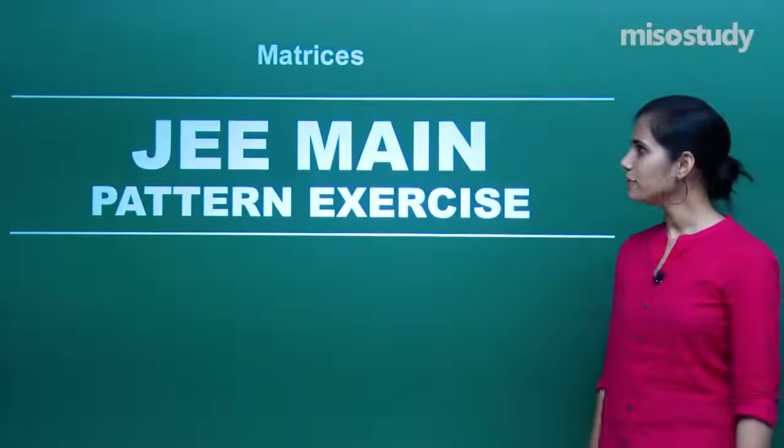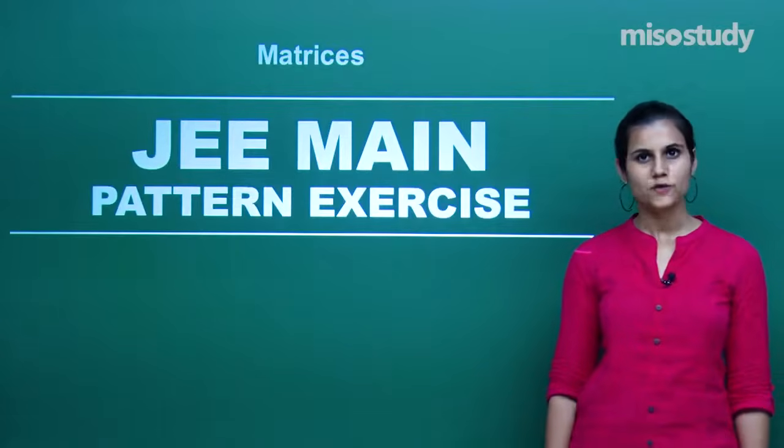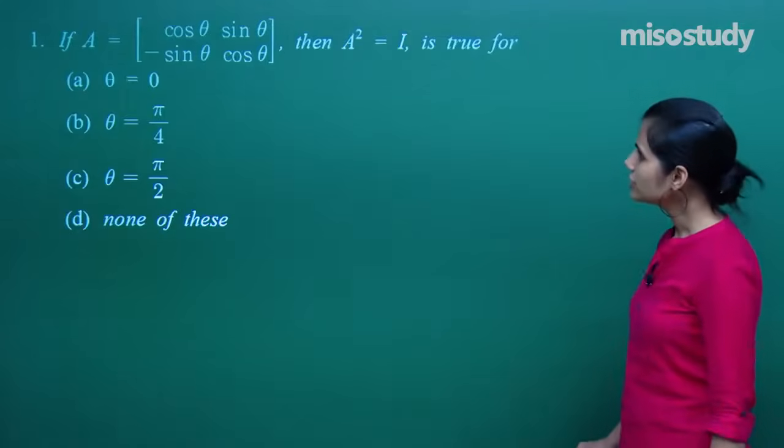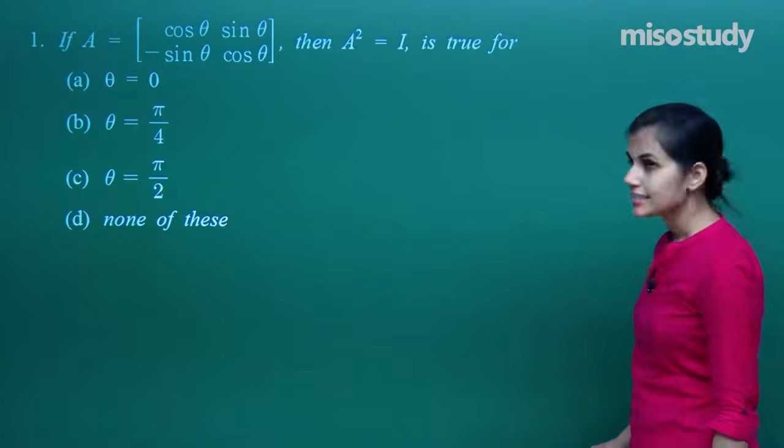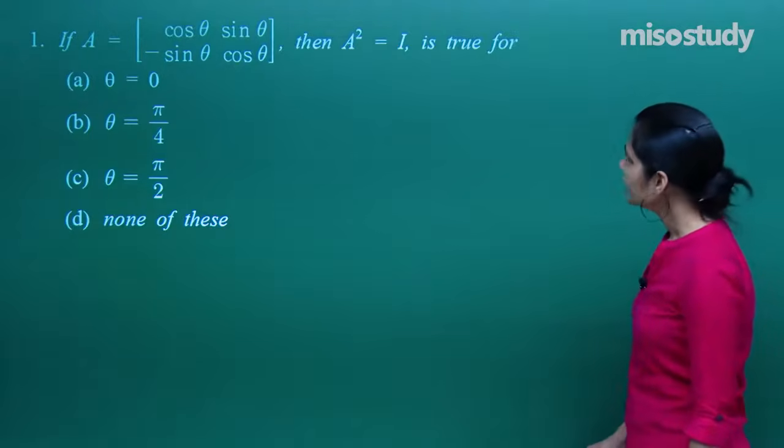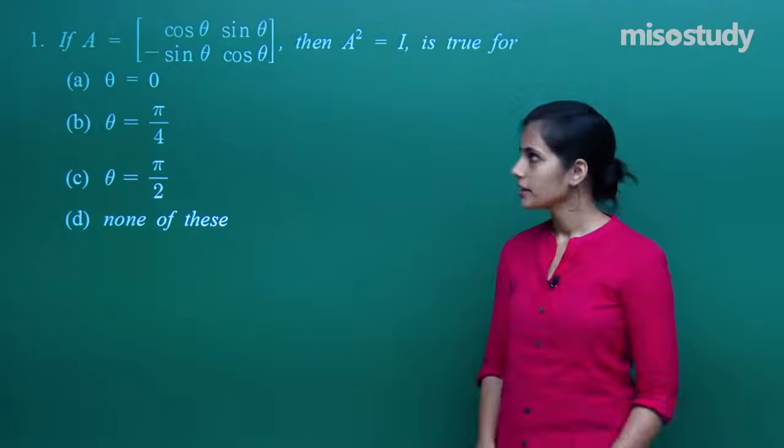Okay guys, so let's talk about the JEE main pattern exercises for matrices. First question says that you are given a matrix A, then A square is I, that is identity matrix of order 2, is true for what theta?